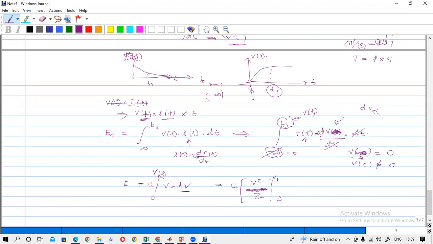This is multiplied by C, and the energy you will get is half C V1 square. So this is the total energy.